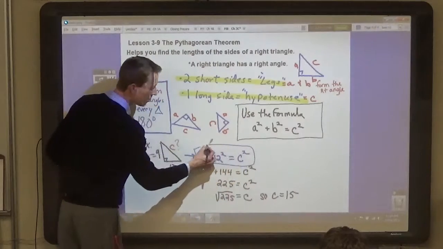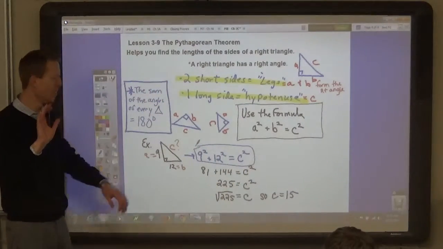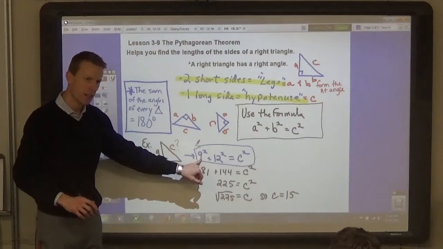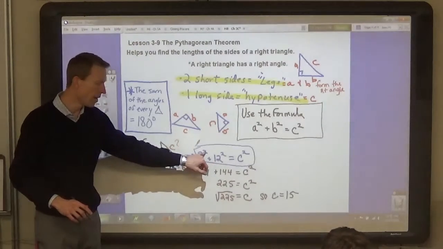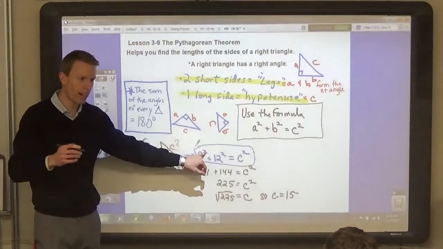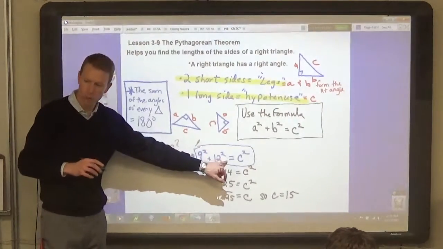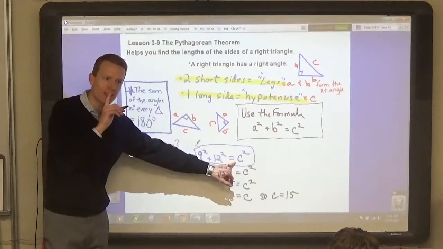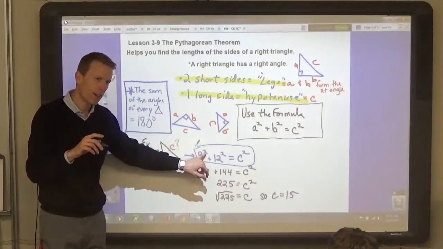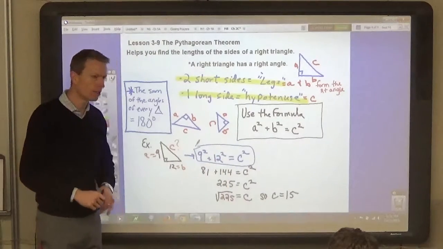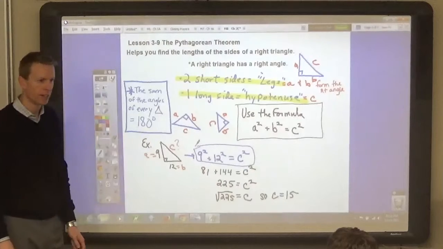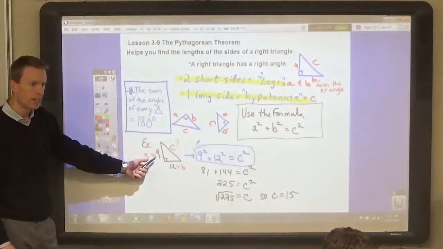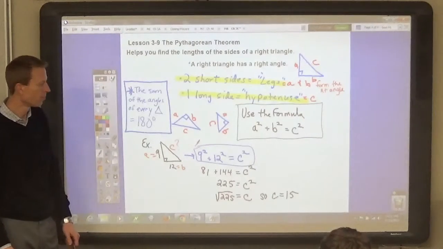Okay? 9 squared. So it's a squared, so we put 9 in for a and write 9 squared. Write this down. This is a good practice problem. Plus 12 squared equals c squared. 9 squared plus 12 squared equals c squared. That's what you have to write. Then simplify it.